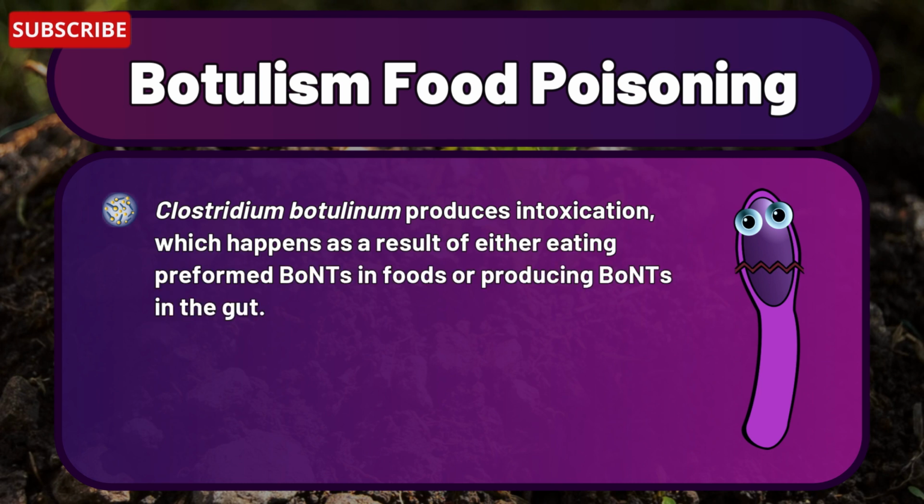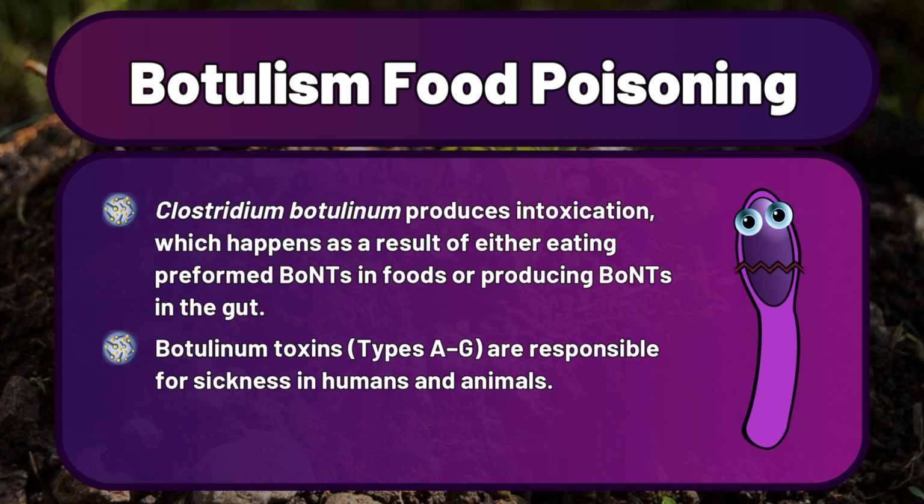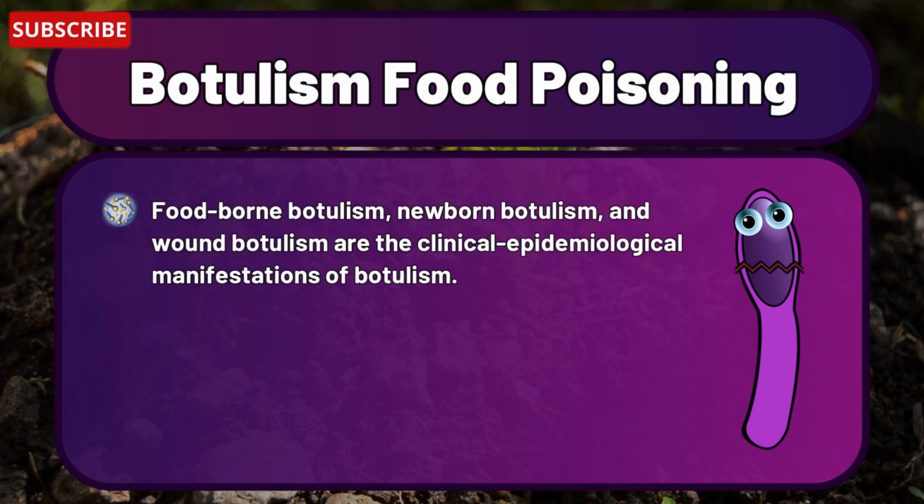Clostridium botulinum produces intoxication, which happens as a result of either eating preformed botulinum neurotoxins in foods or producing botulinum neurotoxins in the gut. Botulinum toxins type A to type T are responsible for sickness in humans and animals. Foodborne, newborn, and wound botulism are the clinical epidemiological manifestations of botulism.